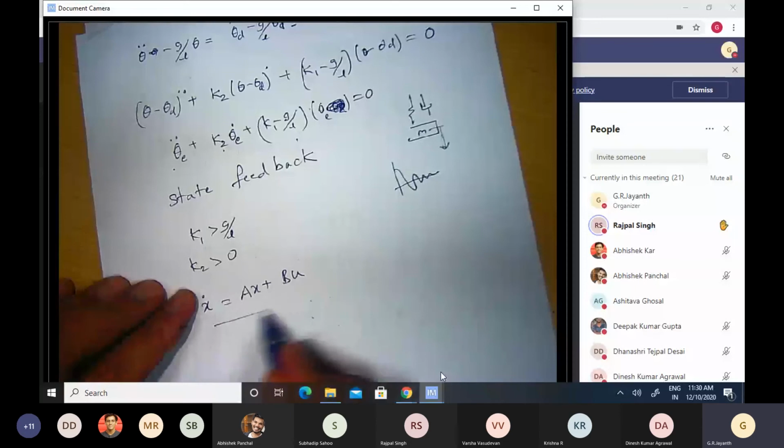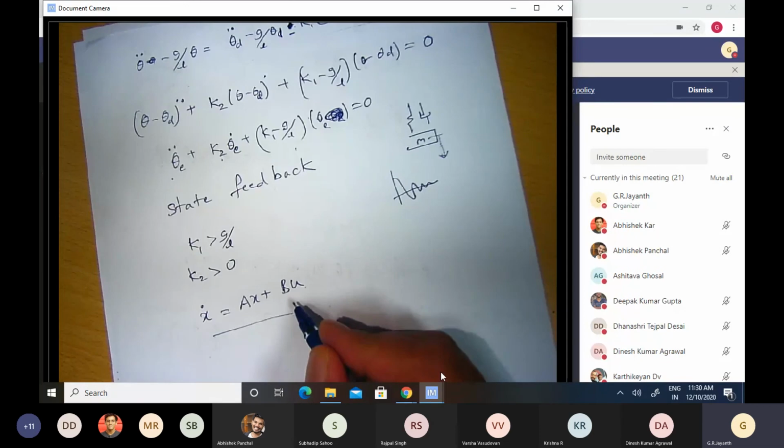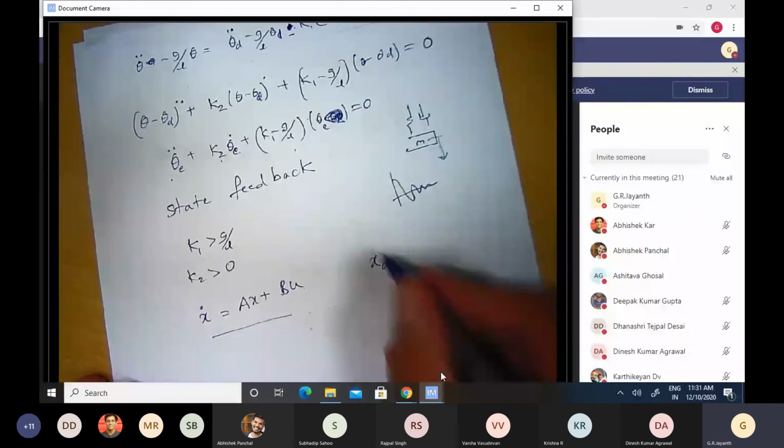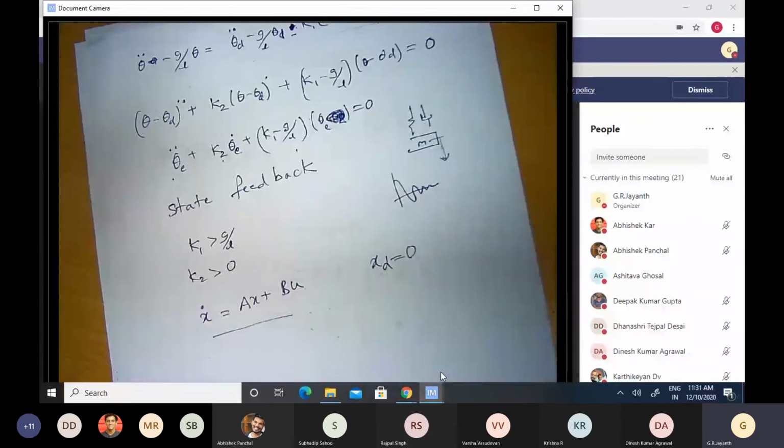We saw that the error dynamics is... Since we are focused on the error dynamics, let us not for the moment worry about XD, the desired way in which my states have to change. Let us for the moment set that equal to 0, so that we can focus only on the error dynamics.